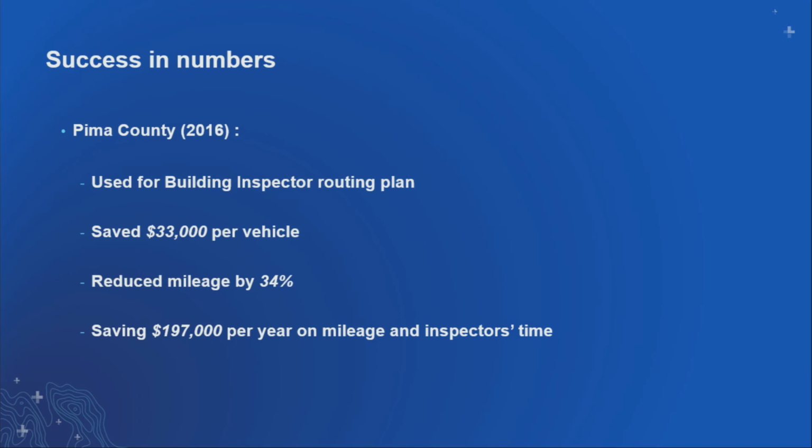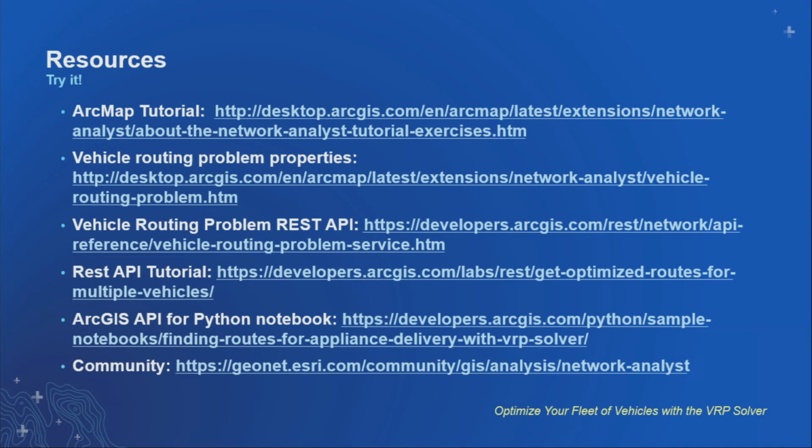The numbers speak of success, and this is just one customer that we have, Pima County. They used our tool for building inspector routing plan. They saved $33,000 per vehicle. They reduced mileage by 34%, and they're saving $197,000 per year on mileage and inspectors' time. So those are huge numbers. I hope this inspires you to try this tool, and I hope this helps you solve your problems.